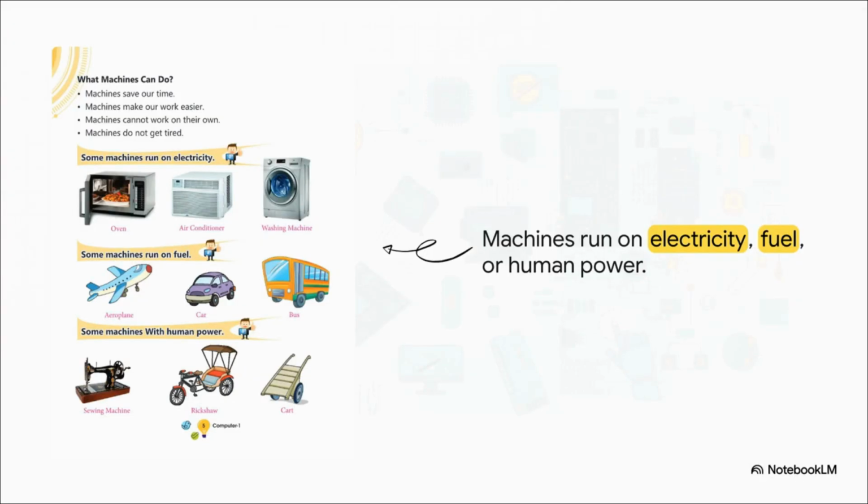They need power. The text tells us that some machines run on electricity. Think of the oven baking your pizza, the air conditioner, or that washing machine we just talked about. Other machines run on fuel, like an airplane, your family's car, or a school bus. And finally, some machines run with human power. Think of a sewing machine operated by a foot pedal, a rickshaw, or a push cart.